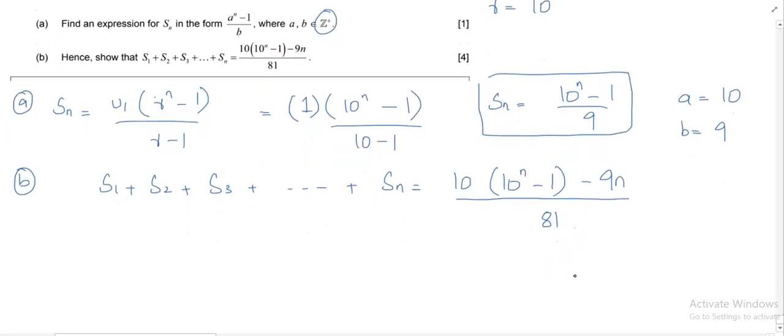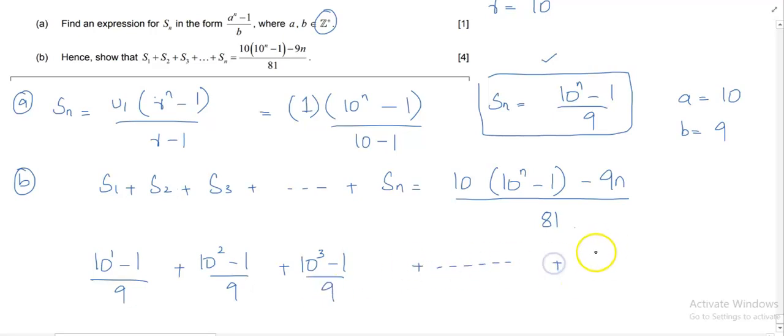So what we can do is try with the general equation that we found. I'll substitute 1 into this equation, and I end up getting 10 to the power of 1 minus 1 divided by 9, and then 10 to the power of 2 minus 1 divided by 9, and then 10 to the power of 3 minus 1 divided by 9. Similarly, if I move until Sn, this becomes 10 to the power of n minus 1 divided by 9, right?